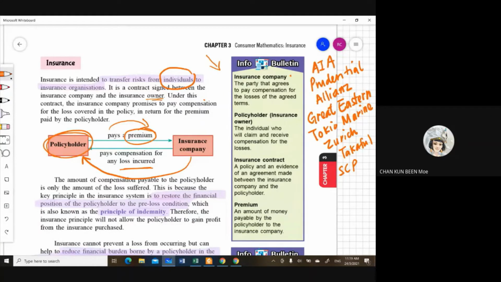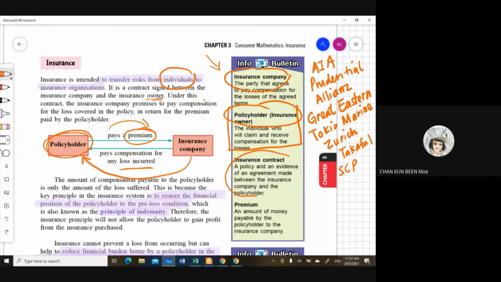So let's go through. That is the insurance company, the ones that we mentioned just now. The second one is the policy holder. That is us, the insurance owner. It is the individual who will claim and receive the compensation for the losses. After that, we need to know the insurance contract, which is a policy and an evidence of an agreement made between the insurance company and the policy holder.